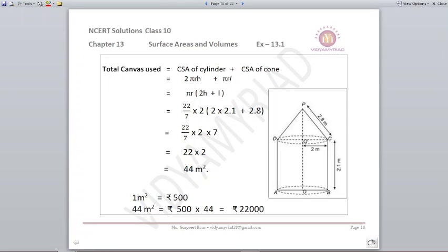We are already told that 1 meter square costs rupees 500. So, 44 meter square cost will be 500 into 44, which is 22,000 rupees.